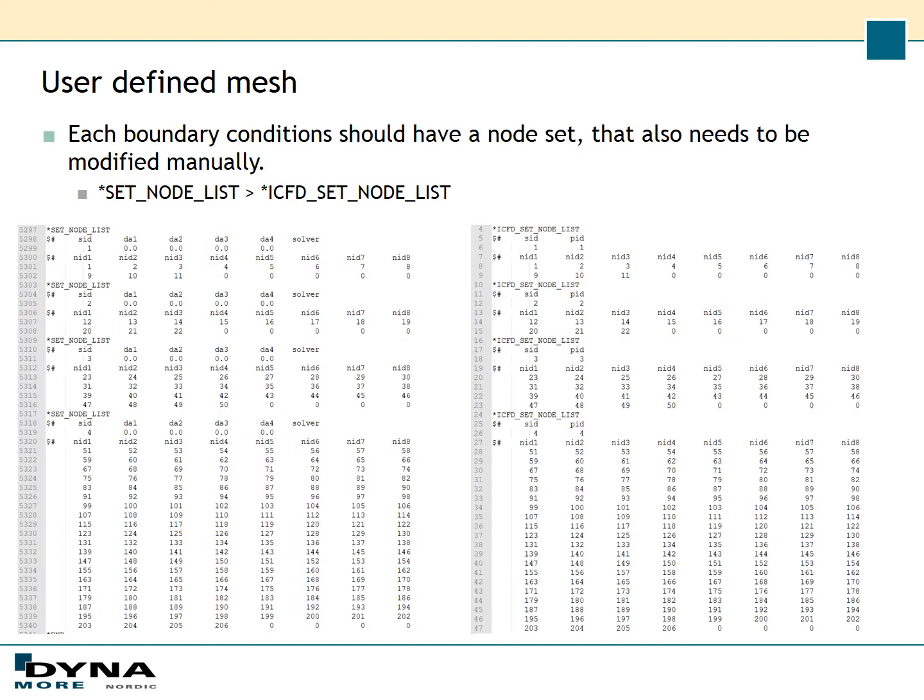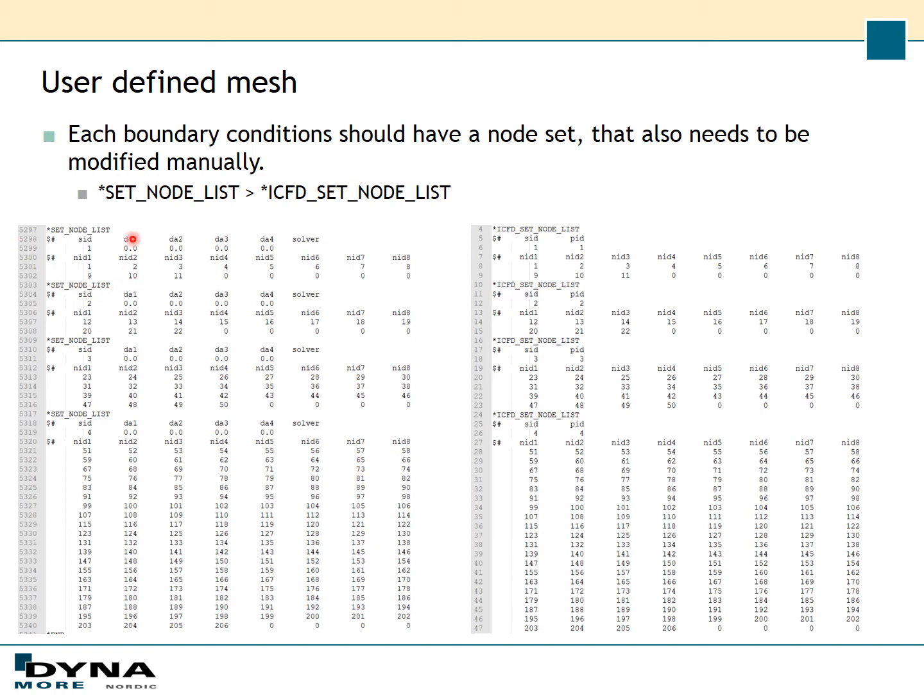And for the boundary conditions, you have to use set node list. So before you convert the mesh to the ICFD format, you should define your set nodes and then convert them to *ICFD_SET_NODE_LIST when you modify the mesh.